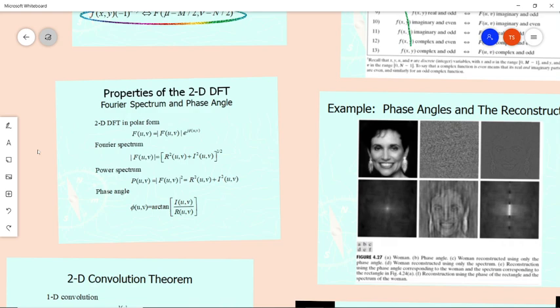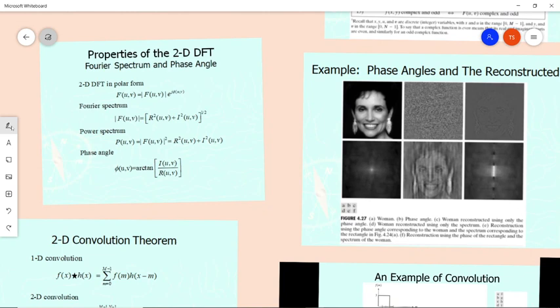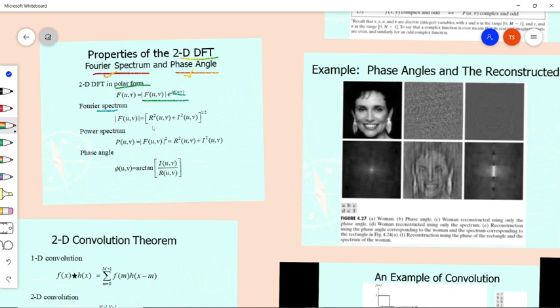Then coming to another property of the 2D DFT: Fourier spectrum and phase angle. These two you just have to know. So the 2D DFT in polar form is given as F of u comma v is equal to the absolute (mod) value of F of u comma v times e power j phi of u comma v. For this polar form, the Fourier spectrum is defined as R square (real part of u comma v) plus I square (imaginary part of u comma v), whole power 1 by 2. This is the Fourier spectrum formula, remember it simply.